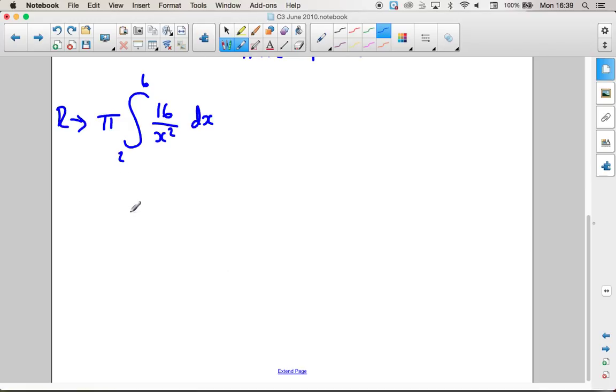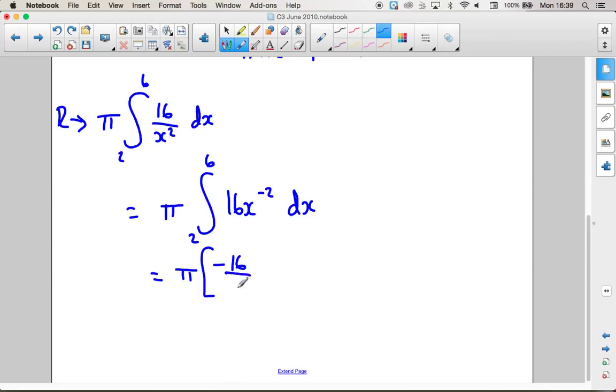So how do we integrate this? Well, pi is going to stay outside. This is the same as integrating 16x to the negative 2. Don't be thinking about ln's for this one. ln would just be if this was an x to the power of 1. So we are back in to C2 mode, adding 1 to the power, dividing by the new power. So that's going to be minus 16 over x.